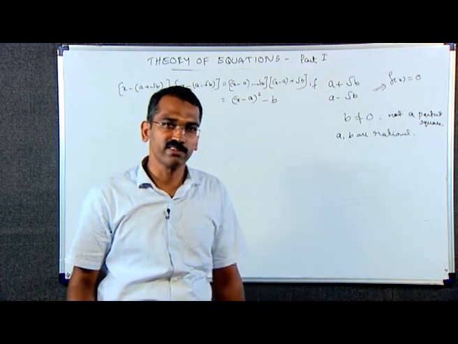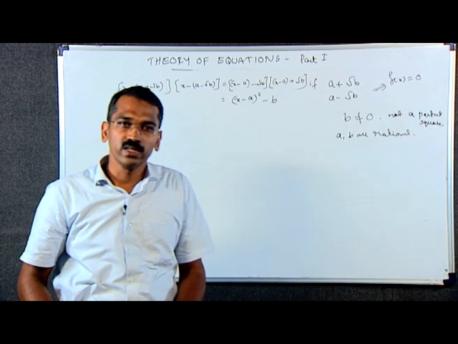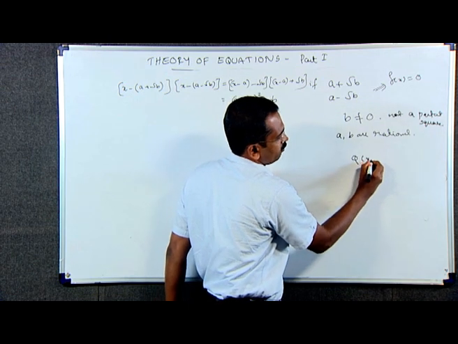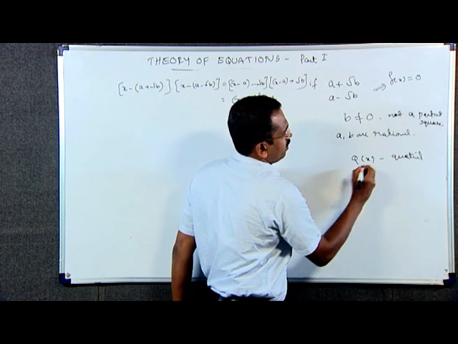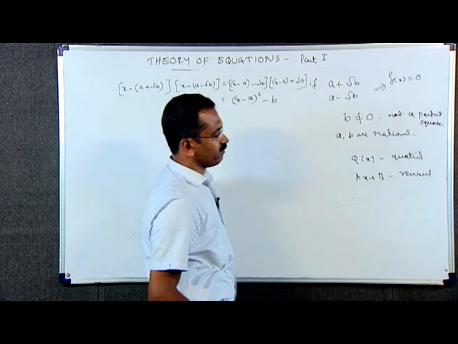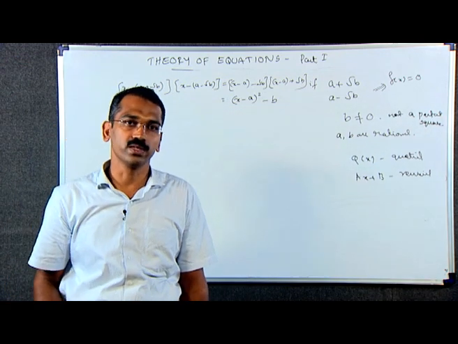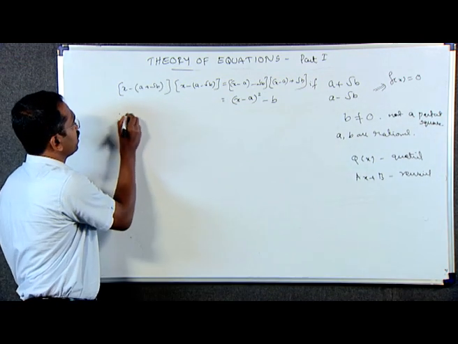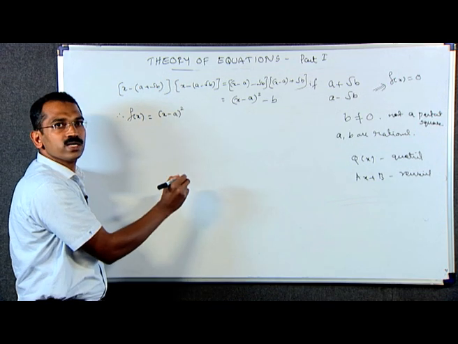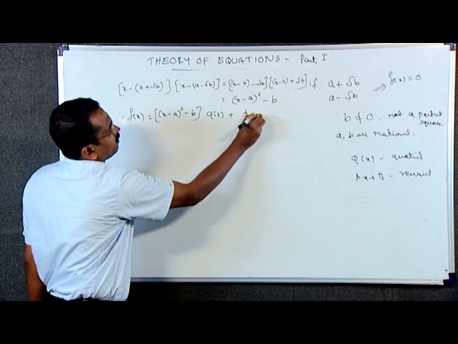Therefore, when f(x) is divided by (x − a)² − b, let the quotient be φ(x) and the remainder be Ax + B. When we divide the function f(x) by this factor (x − a)² − b, f(x) can be written as f(x) = ((x − a)² − b) φ(x) + the remainder Ax + B.